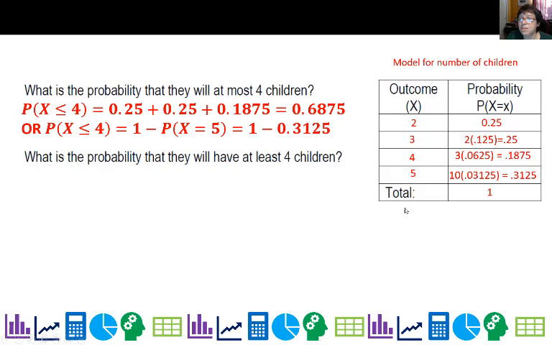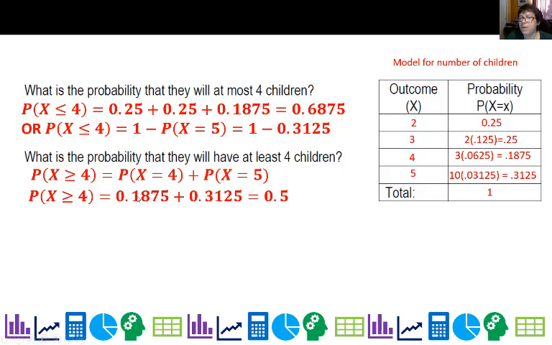All right, how about at least 4 children? Well, that means 4 or 5, right? And then when I add those up, oh, okay, half, 0.5. When I add these 2 together, I get 50%.